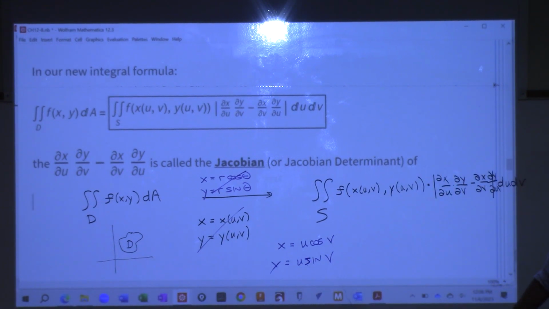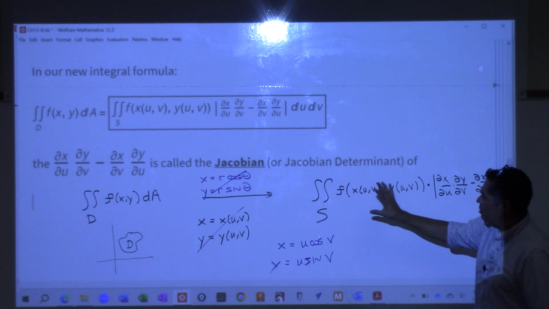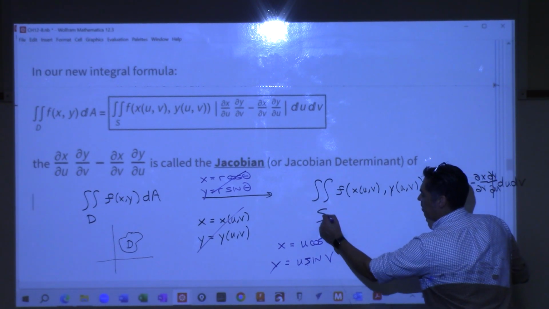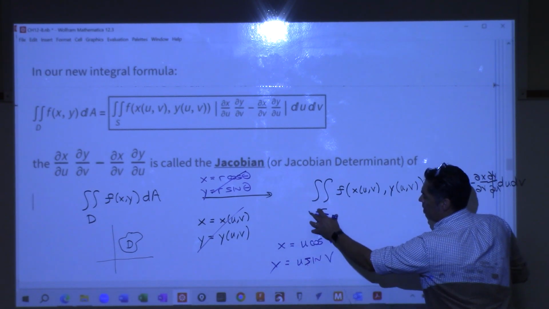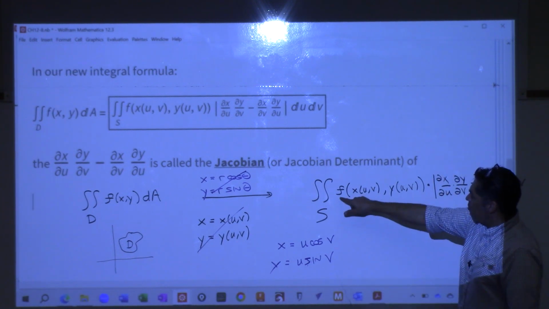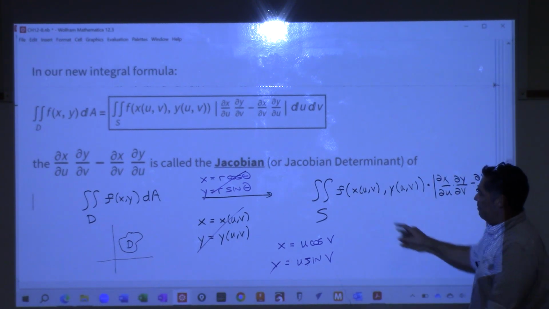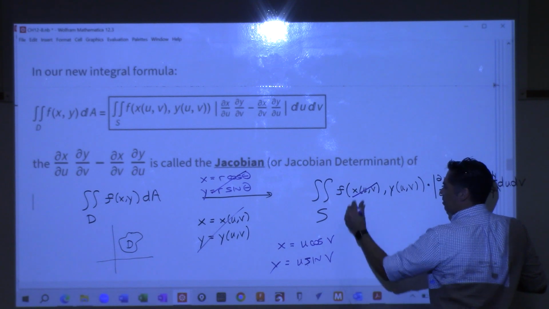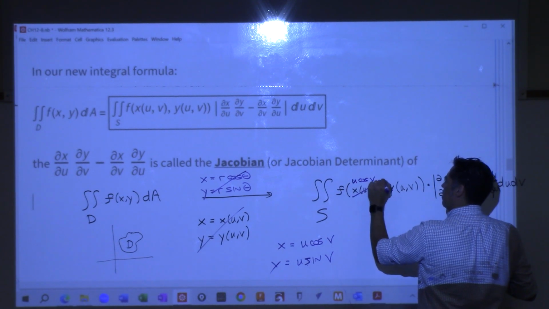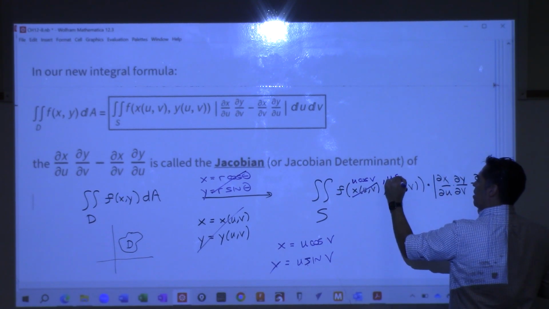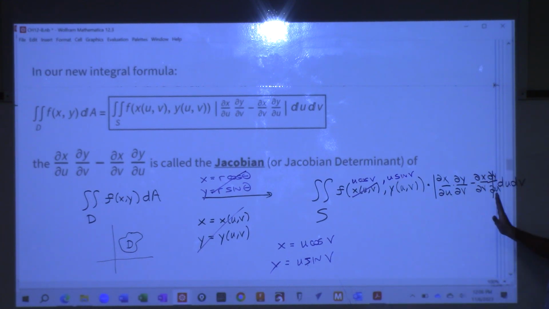So in our new integral, this region S will look different because we've converted. This will be the original function. This x will be replaced with u cosine v, and this y will be replaced with u sine v. And now we have to do this computation.